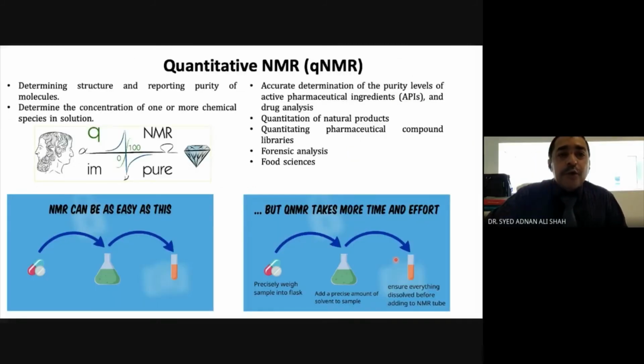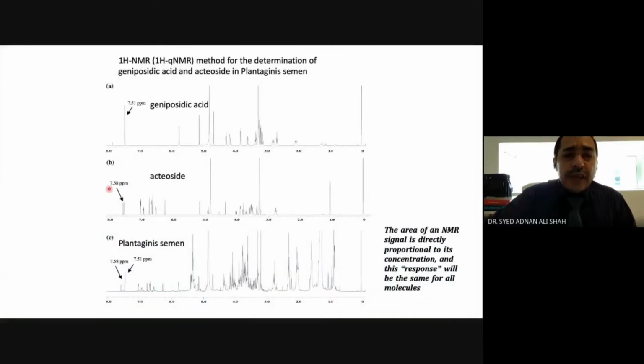Now, moving to the quantitative analysis. NMR also plays a very important role in checking the purity of the sample and in doing the quantitation of the sample. So this is one of the studies you can see on the quantification of different compounds in a crude extract. On the basis of the peak ratio, on the basis of the NMR signal, we can easily quantify the amount, the concentration of the ingredient in a sample.